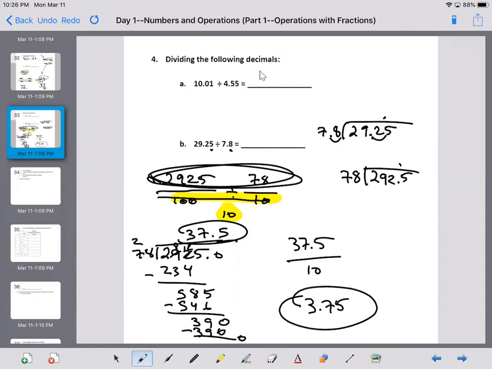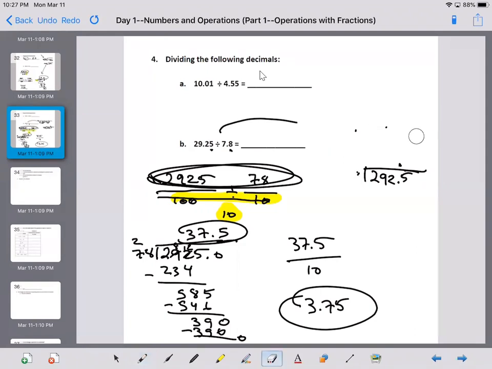Well, if I go with this approach and make the divisor a whole number and move the decimal point, so now I'm at 78 divided into 292.5, I would get the same answer, but I wanted to show a different way of doing that.